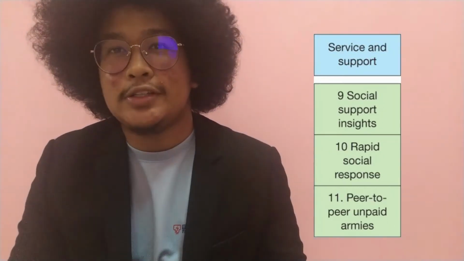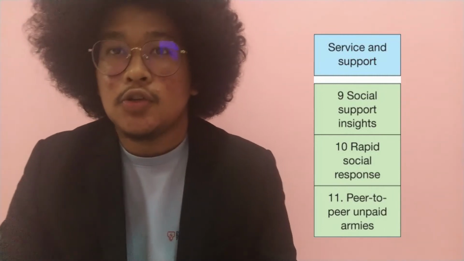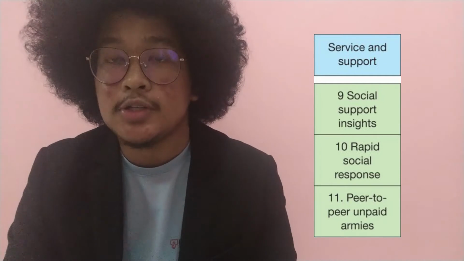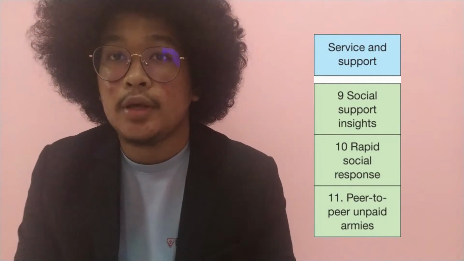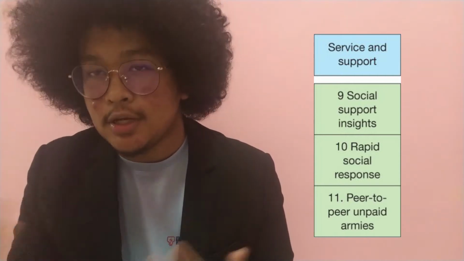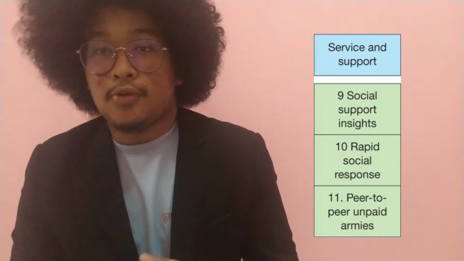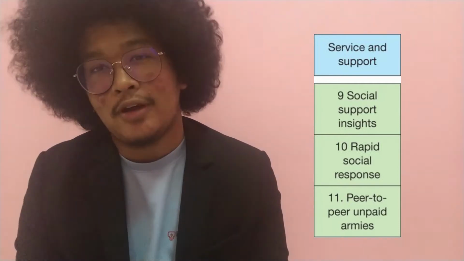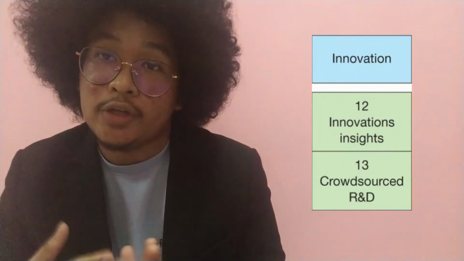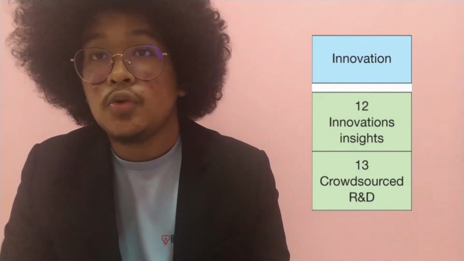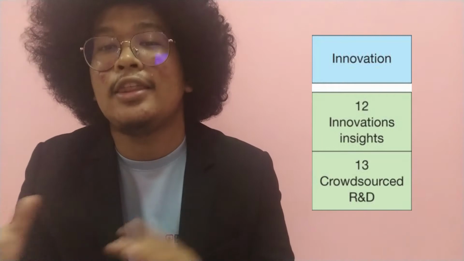Next, we look at the service and support insight. So they consist of such things as rapid social response and also peer-to-peer unpaid armies. Peer-to-peer unpaid armies refers to the customers that have bought our products and spread the word to their relatives and friends. And then we look at the innovation aspects such as innovation insights and also crowdsource research and development.